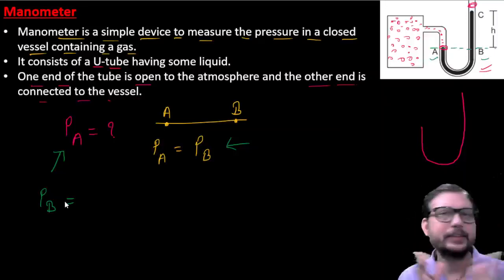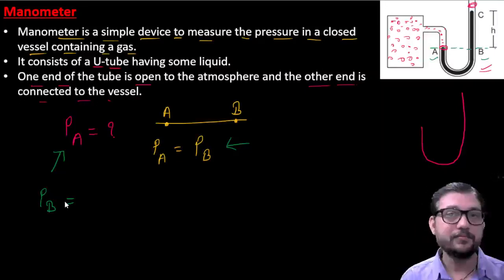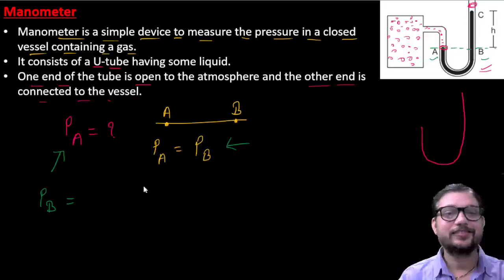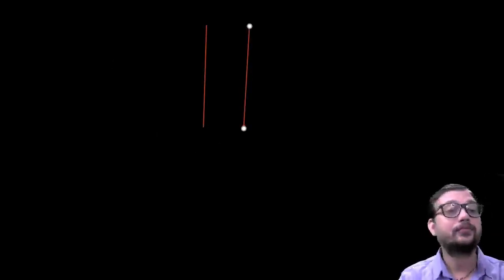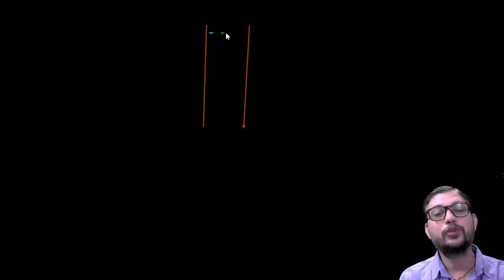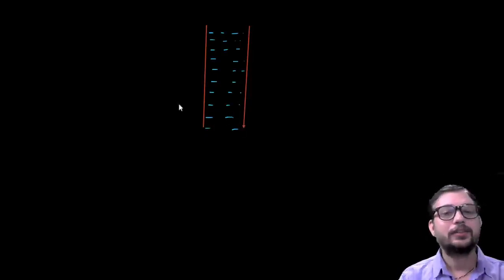I hope that up to here everything is clear. Now what is the pressure at point B? That is the concept of a vertical column. I have explained that if this is your vertical column, and in this column you have fluid, like this, you can easily understand that if this is your container.